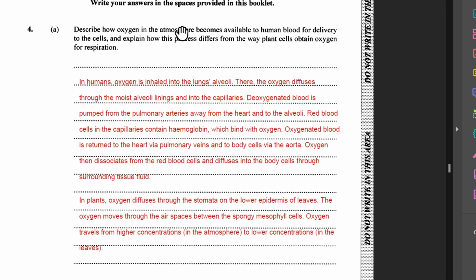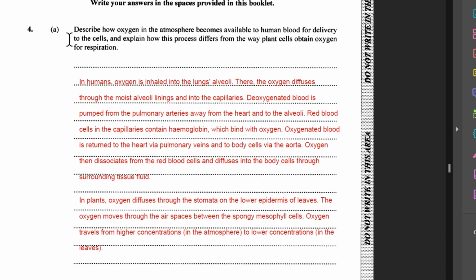Alright, so here we have question 4 of January 2017. It's not so much a photosynthesis question, but it does deal with it, and it also does deal with blood. So might as well just throw it in here, you never know. But 4a, describe how oxygen in the atmosphere becomes available to human blood for delivery to the cells. Explain how this process differs from the way plant cells obtain oxygen for respiration.